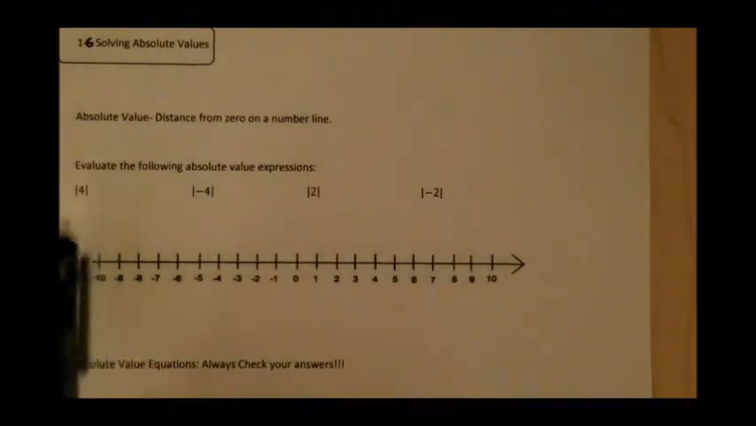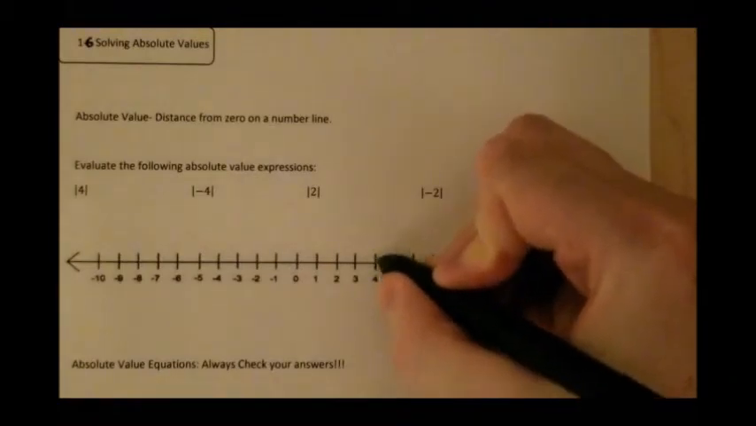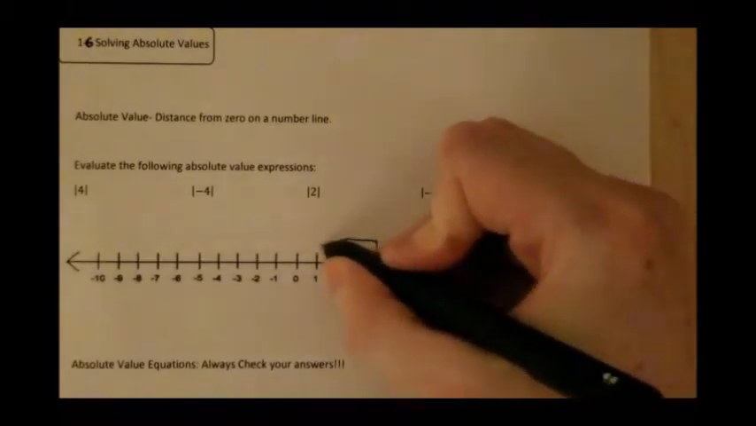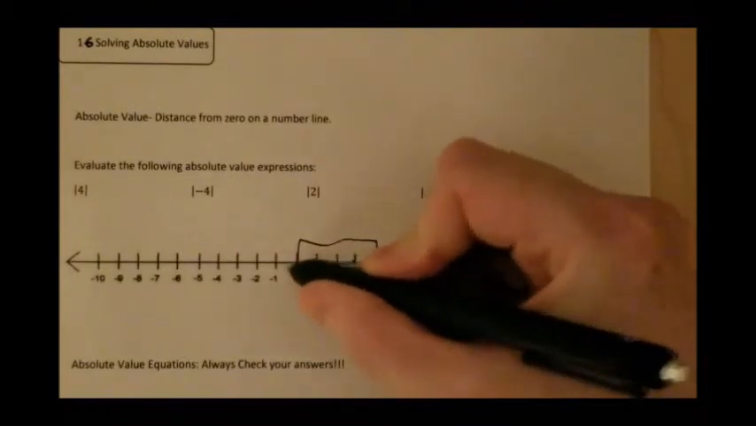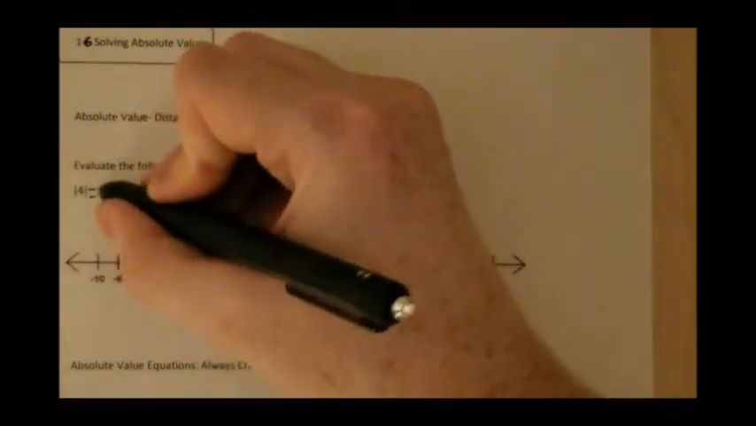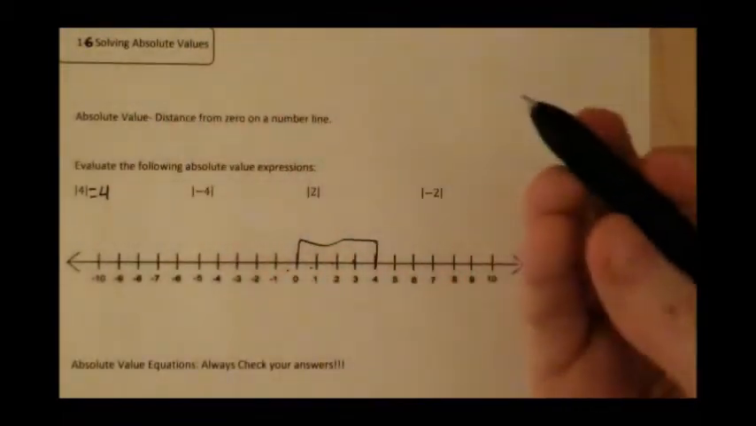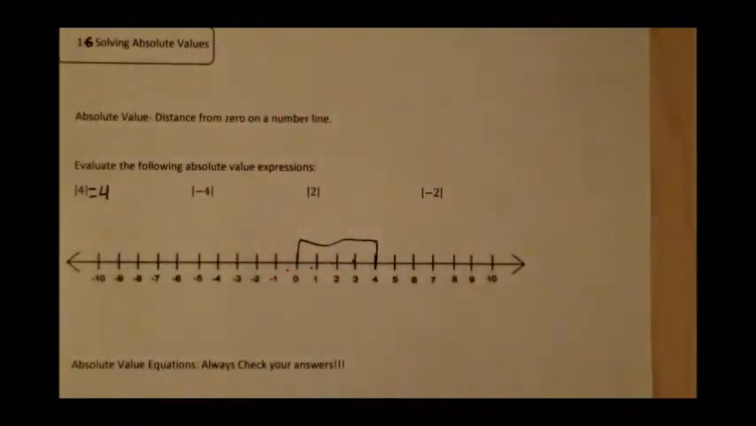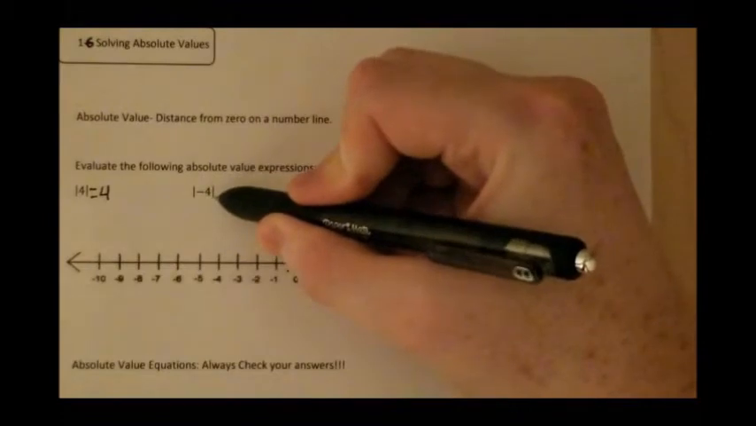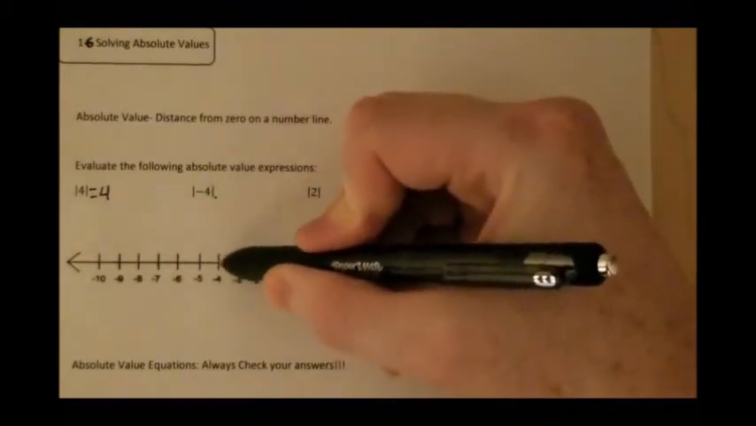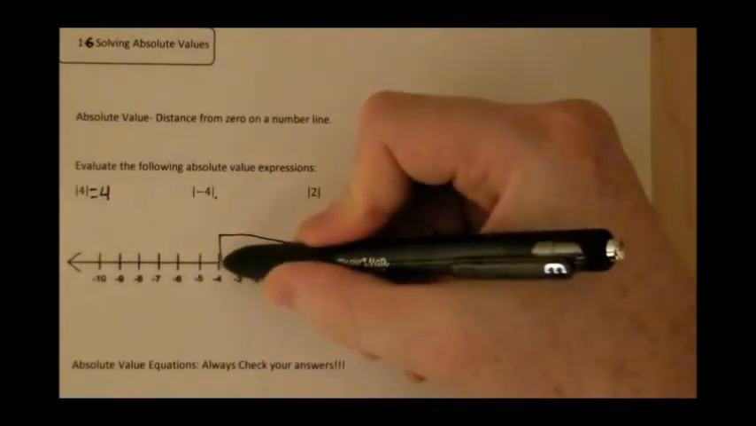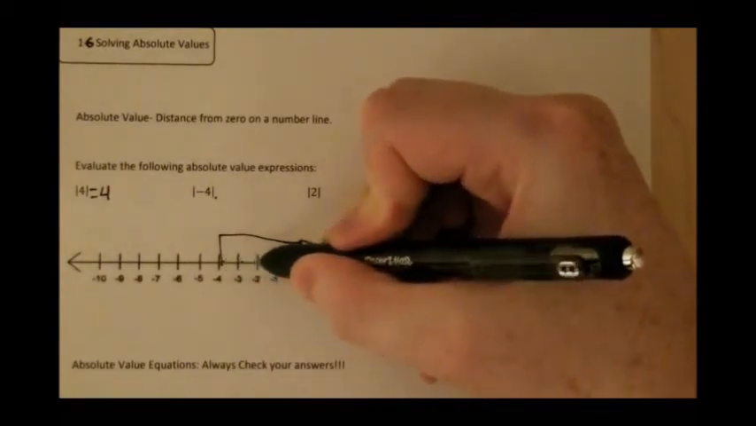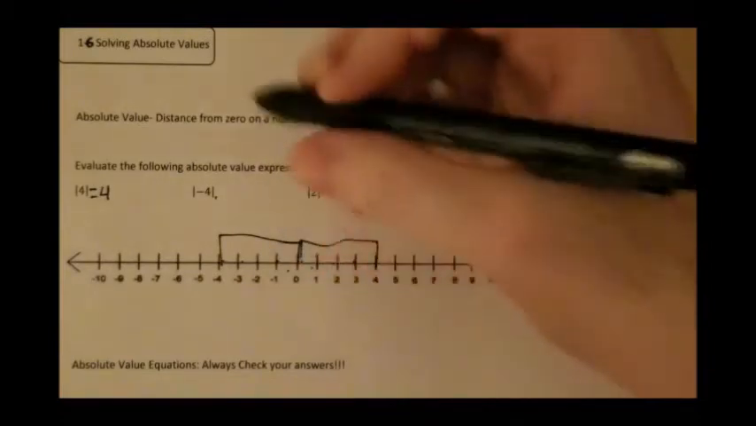So for example, the absolute value of 4, you would go to 4 on your number line and see how far away from 0 it is. So if you count, it's 1, 2, 3, 4 away from 0. Same idea if you have the absolute value of -4. Go to -4 on your number line and count how far away from 0 you are. So 1, 2, 3, 4.